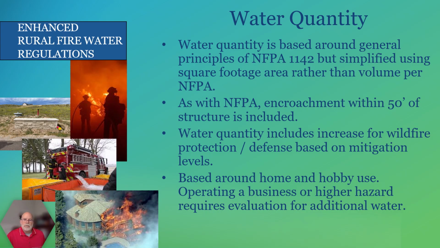So, we'll look at the areas for those subdivisions or new developments where we don't know the exact square footage or areas. We'll show you how we address that in a little bit. As with NFPA 1142, encroachment within 50 foot of a structure is included. So any other structures within 50 foot of the primary structure, those areas need to be included, whether that be a shed, a chicken coop, an outdoor kitchen area. Those would all get factored into that encroachment area.